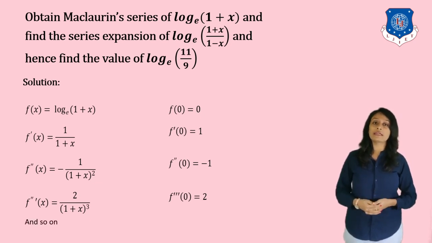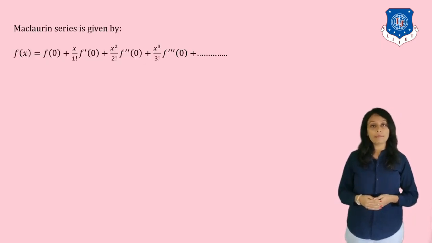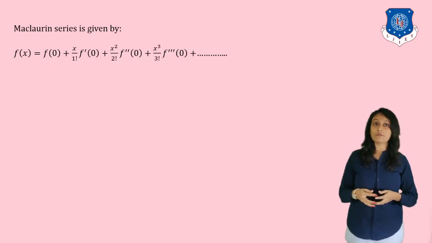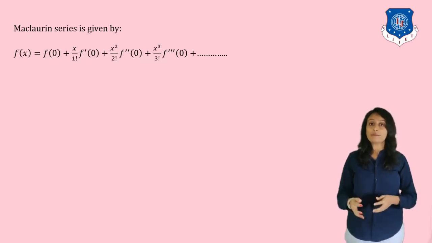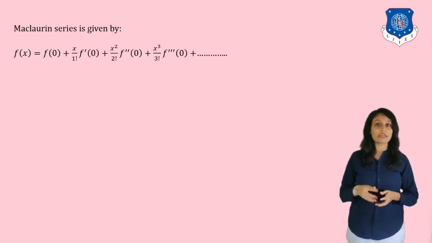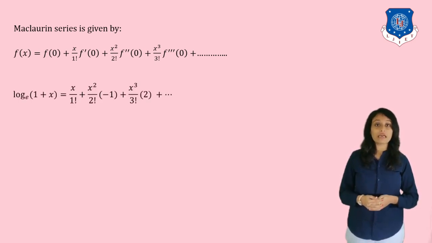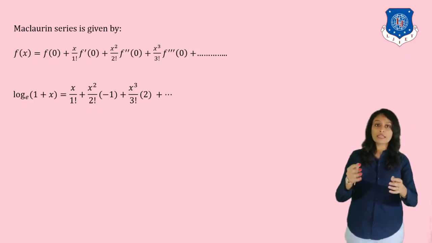Now we will substitute all these values in the Maclaurin series formula. The Maclaurin series formula is f(x) = f(0) + (x/1!) f'(0) + (x²/2!) f''(0) and so on. Now our task is to substitute the values of f(0), f'(0), f''(0) and so on.